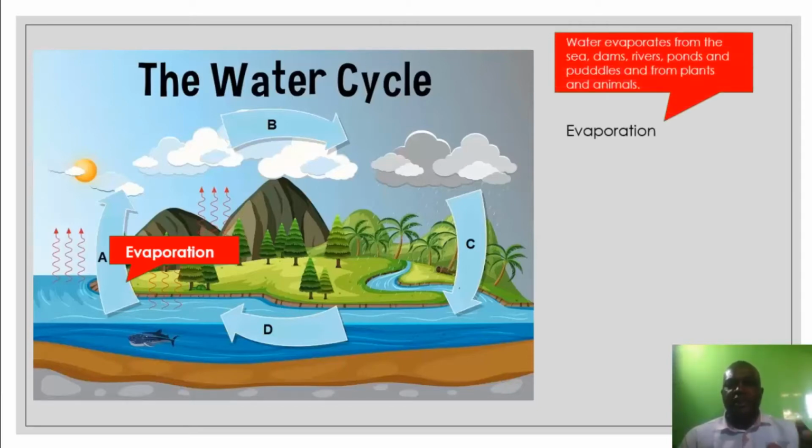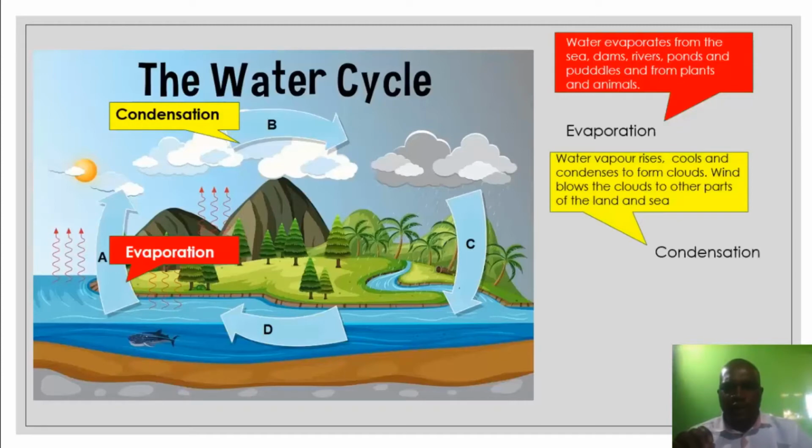Evaporation takes place from the sea, the dams, the rivers, the ponds, and the puddles, and even from plants and animals. Water is changing from what? Water vapor. You can see that water is rising up, okay, as water vapor. Second step is a step we call condensation. What happens at condensation? Condensation, basically water vapor rises, it cools, and it forms clouds. It condenses to form what? Clouds.